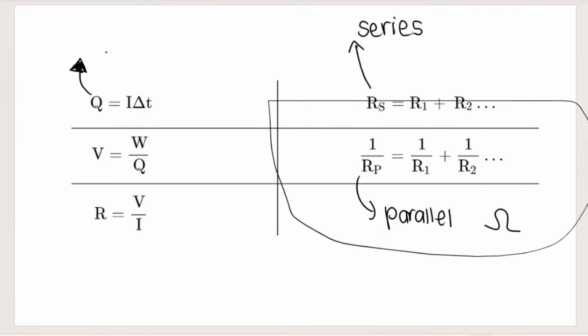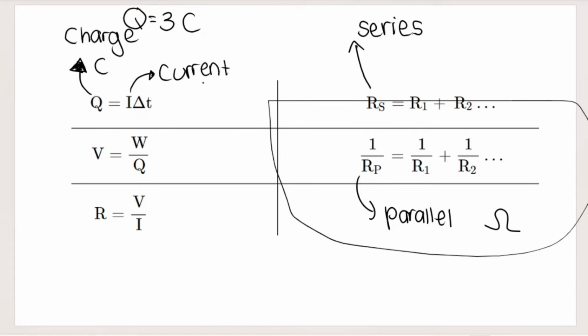Q, we did a whole lesson yesterday on Q being the measurement of charge. So Q stands for charge, and the unit for charge is coulombs. So for example, if you want to say 3 coulombs, you say 3 C. So the charge is equal to 3 coulombs. I is current, measured in amperes, and delta t is change in time. And please, guys, for this formula, time is measured in seconds. You have to convert if it's not given to you in seconds.